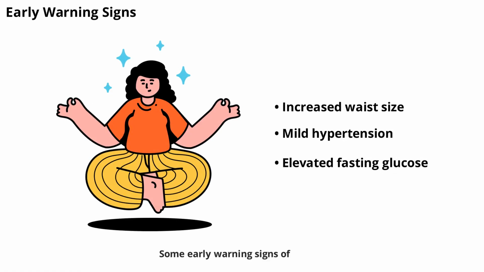Some early warning signs of metabolic syndrome include increased waist circumference, mild hypertension, and slightly elevated fasting glucose. These signs may not cause noticeable symptoms, but they indicate that metabolic changes are underway. Regular screening and awareness of these early markers are essential for timely intervention.